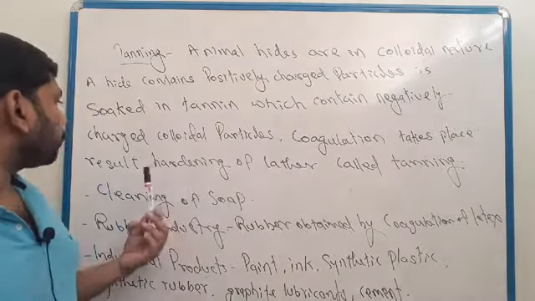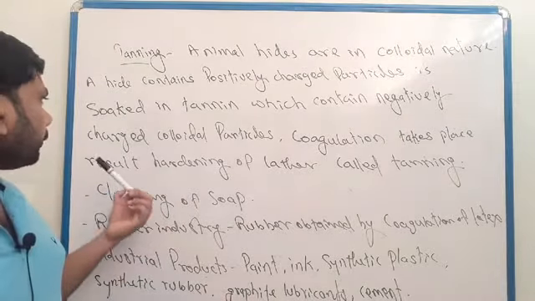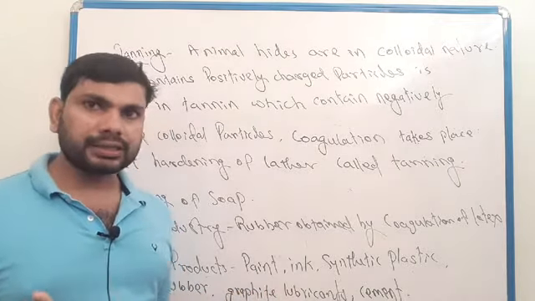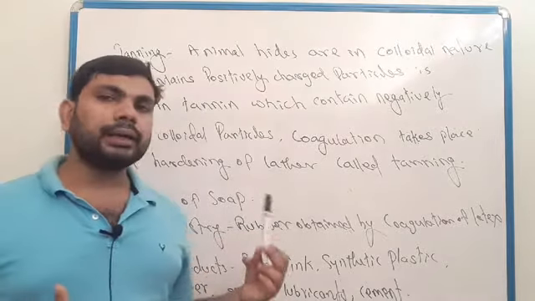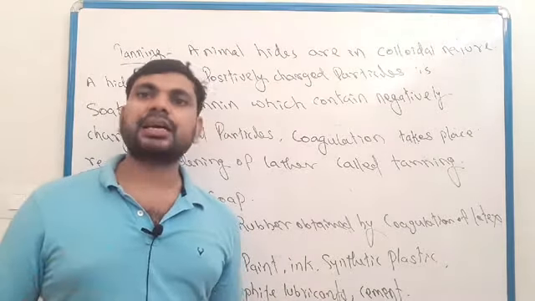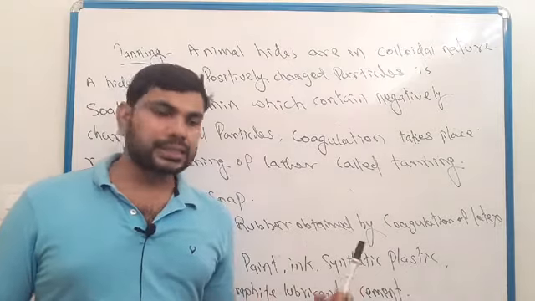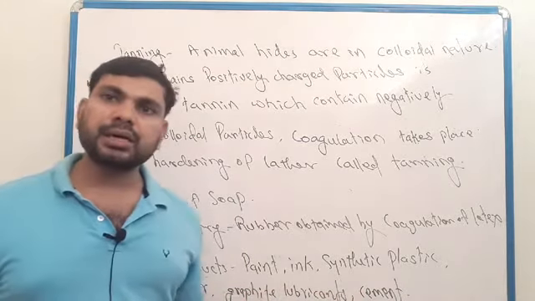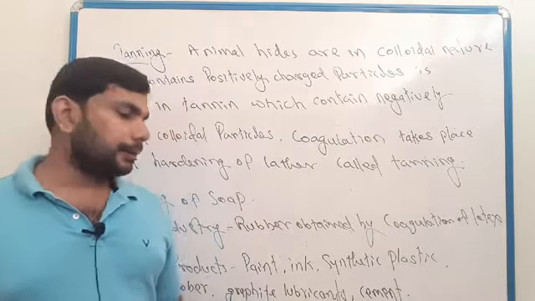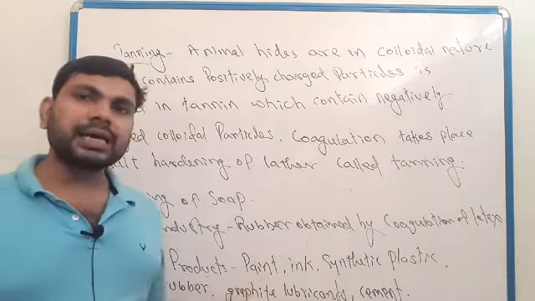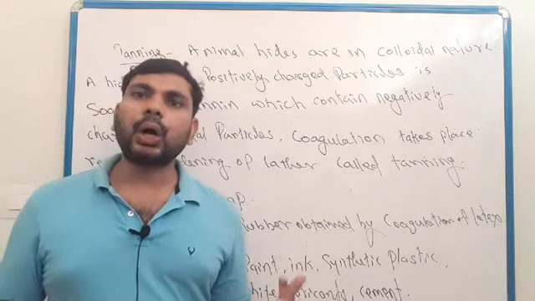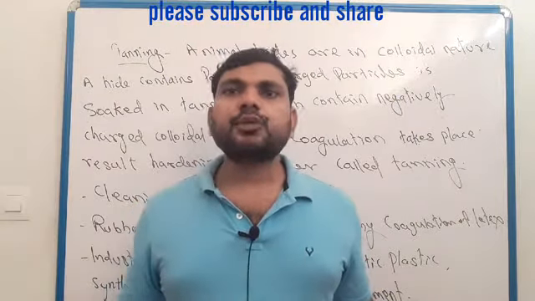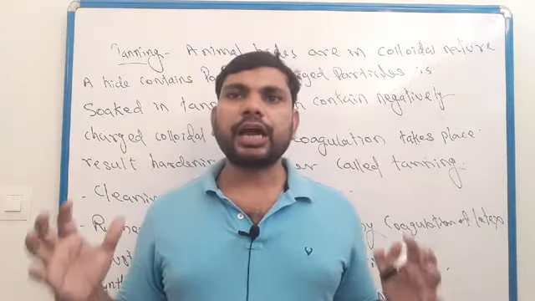Clear? After that, we understood the cleaning action of soap, another application of colloidal systems. Rubber obtained by coagulation of latex is another application. Industrial products such as paint, ink, synthetic plastic, synthetic rubber, graphite used as a lubricant, and cement are all examples of colloidal systems. So these are the things we have to discuss in this chapter.